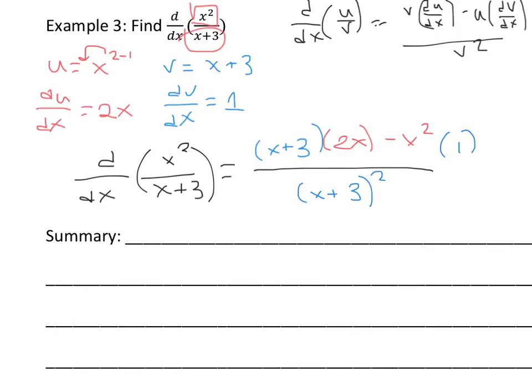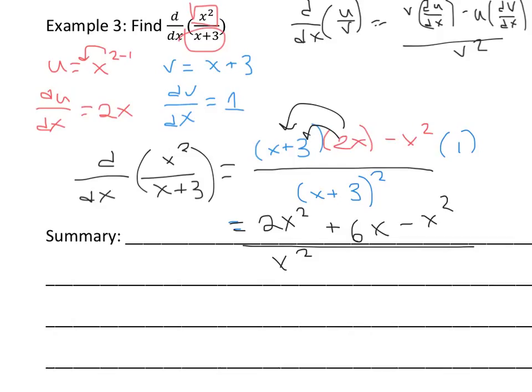Okay, so you should be able to simplify this, and as we go through this problem, we're going to start by distributing the 2x. So you're going to get 2x squared plus 6x minus x squared, all over x squared plus 6x plus 9. And simplifying even further, I'm going to get x squared plus 6x over x squared plus 6x plus 9.